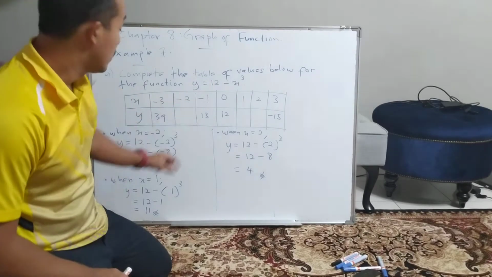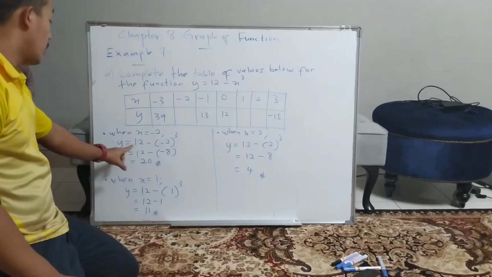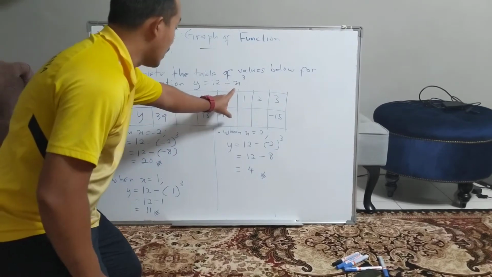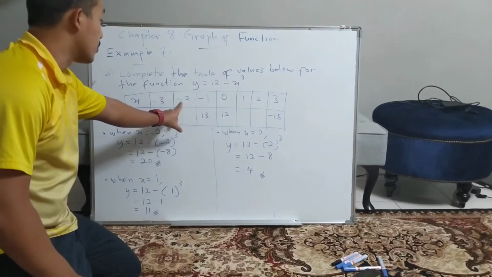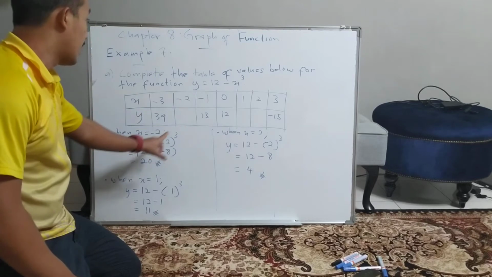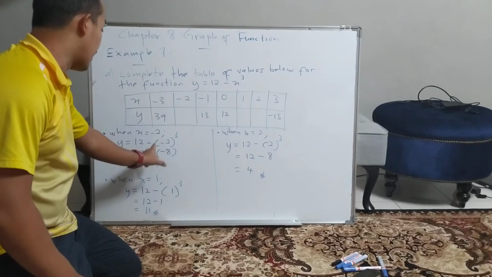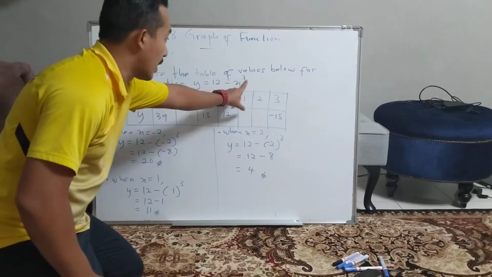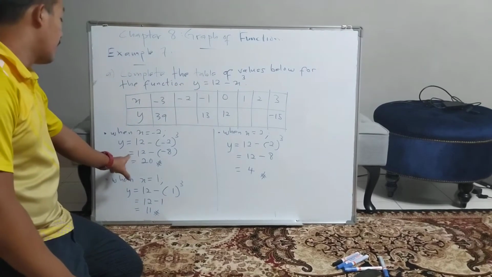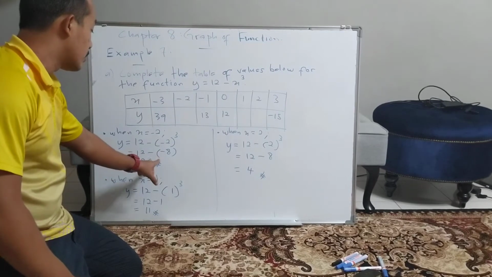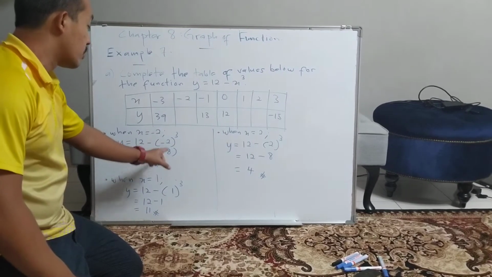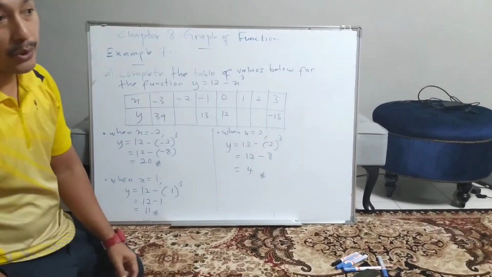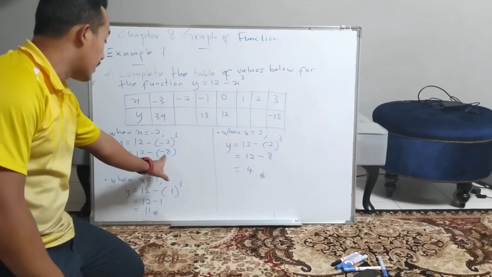So y equal to 12 minus x, and x here you have to substitute with minus 2 because x equal to minus 2. Put a bracket, write minus 2, close bracket, power 3 because here we have power 3. Then equal to 12 minus bracket minus 2 power 3. Minus 2 multiply with minus 2, multiply with minus 2, you will get minus 8. So write minus 8 here.